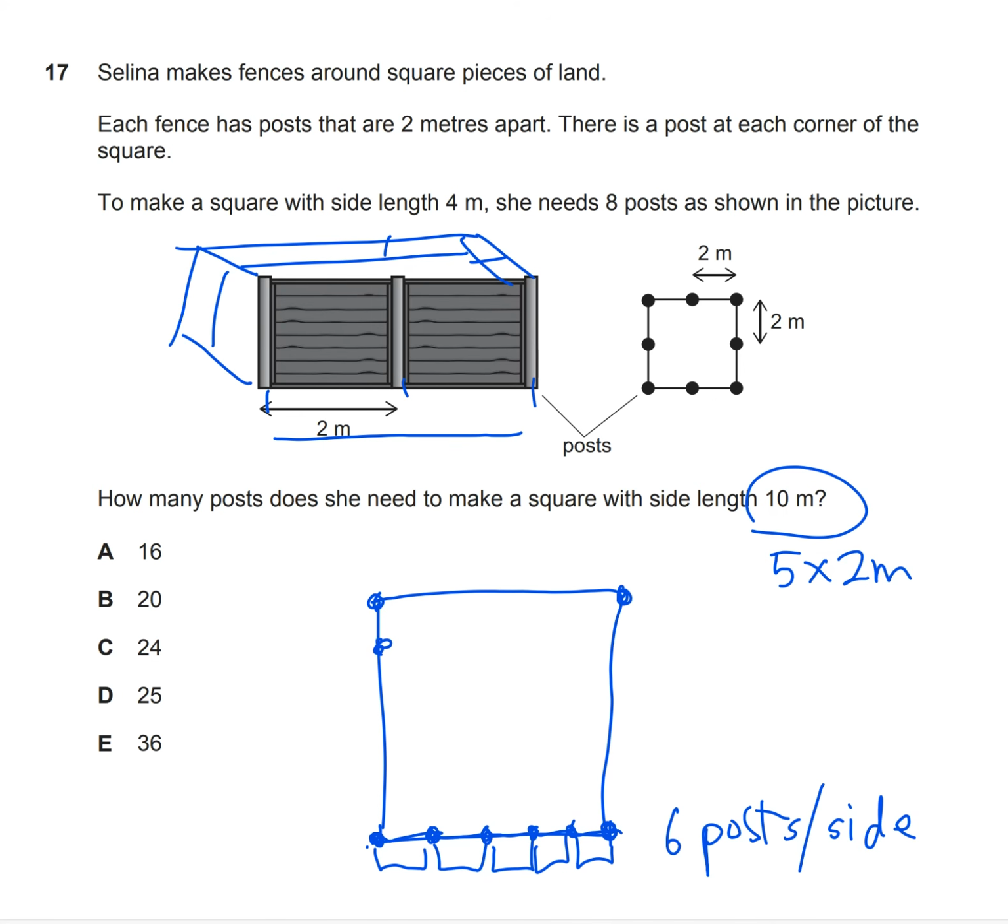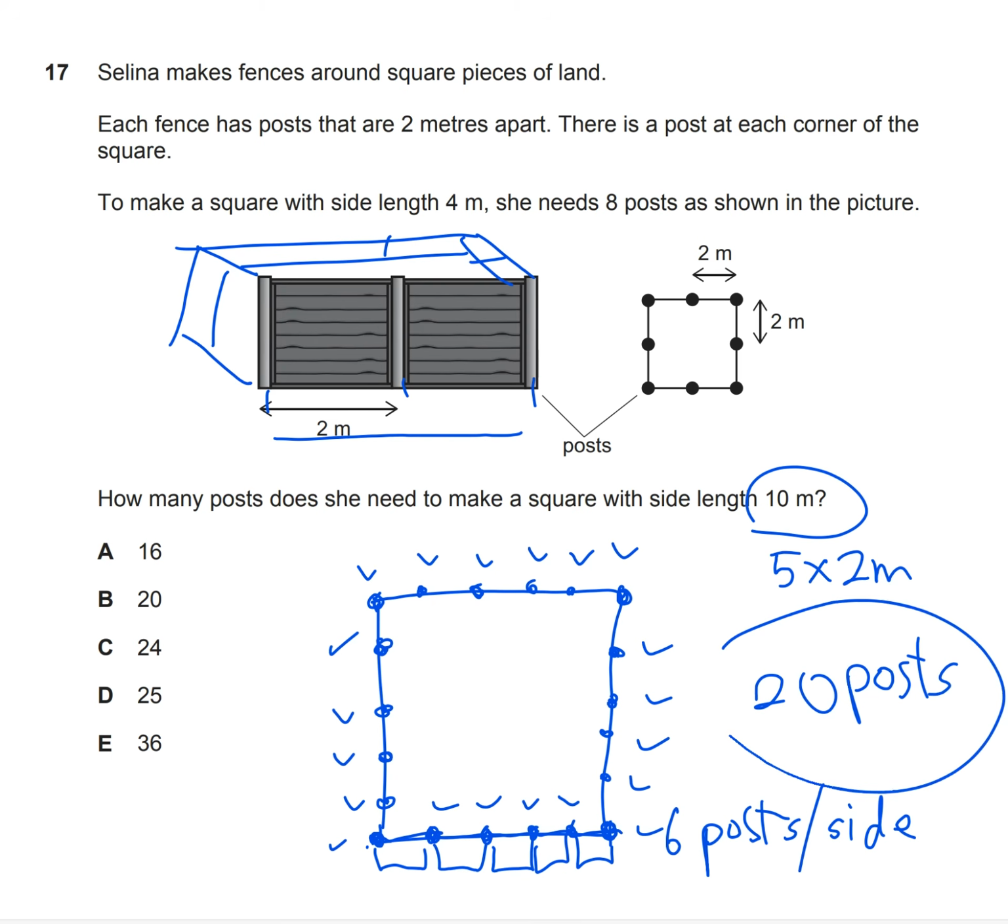So I'm going to just be safe and draw it out so that each side will have 6 posts like that. 1, 2, 3, 4, 5, 6. And now we will count how many there are. 1, 2, 3, 4, 5, 6, 7, 8, 9, 10, 11, 12, 13, 14, 15, 16, 17, 18, 19, 20. 20 posts all together, which means the answer is B.